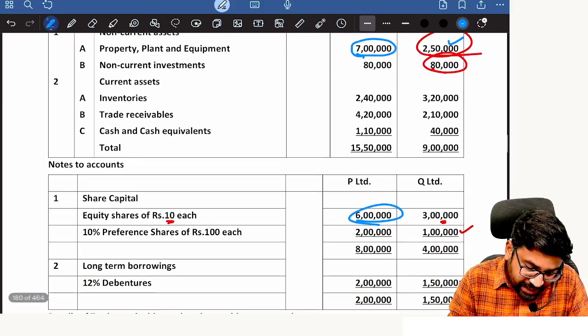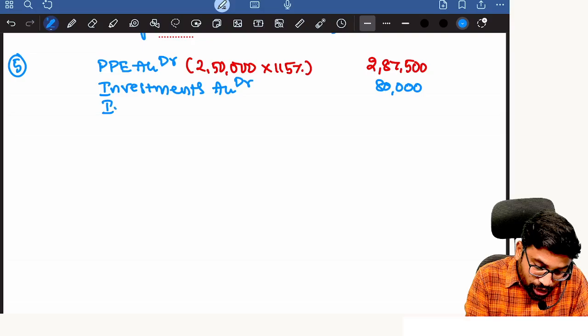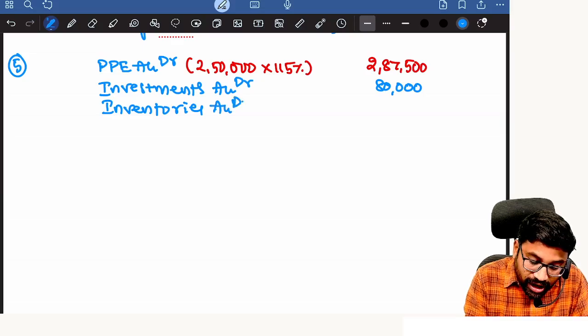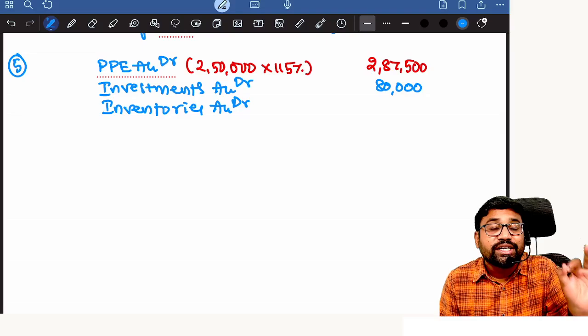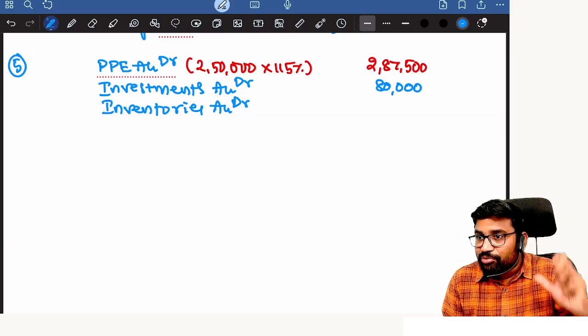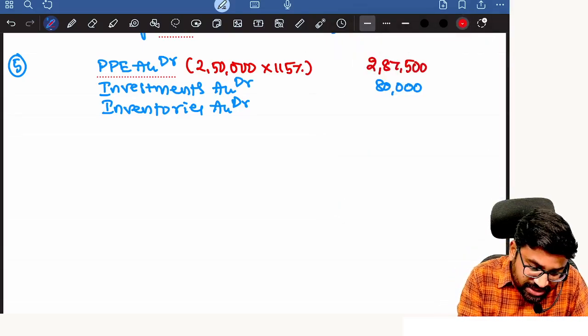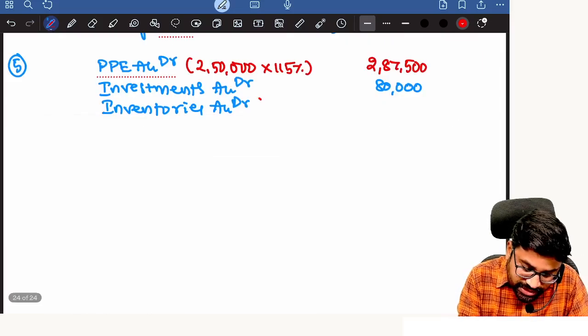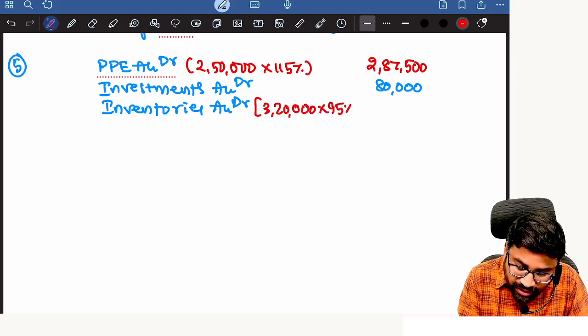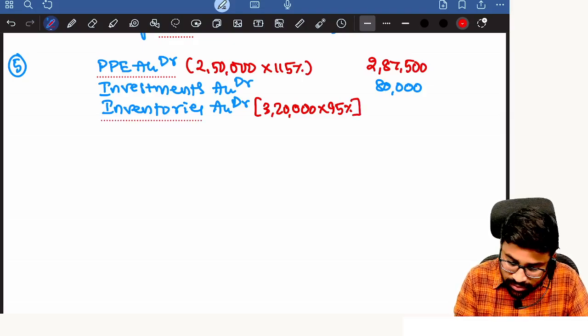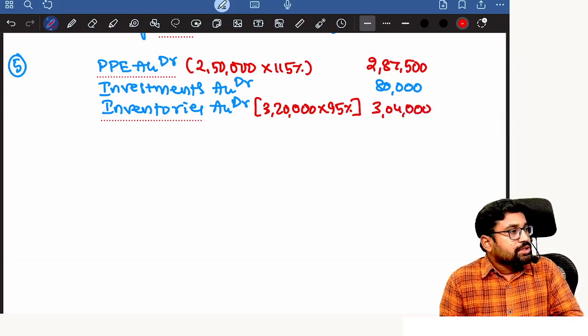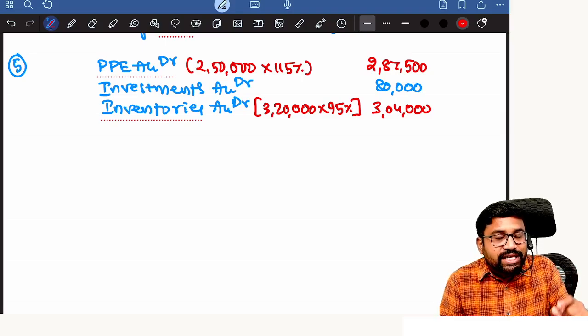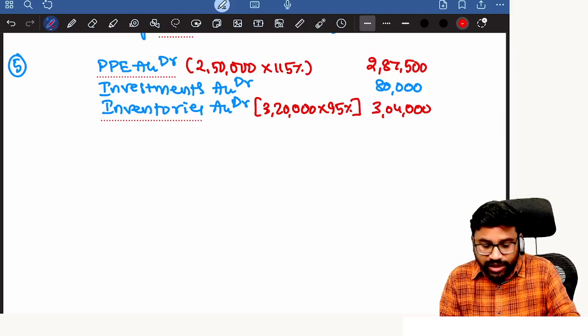Next, current assets, inventories. Important. Tell me, inventories are taken at what value? Book value or agreed value? Agreed value. In the question it is clearly said inventories are taken at less than 5% of book value. Correct? What is the inventories value actually? 3,20,000 into 95% only we need to take. 3,04,000 because of the agreed value given in the question. So P has taken Q Limited inventories 5% less than their book value. Therefore 95%.